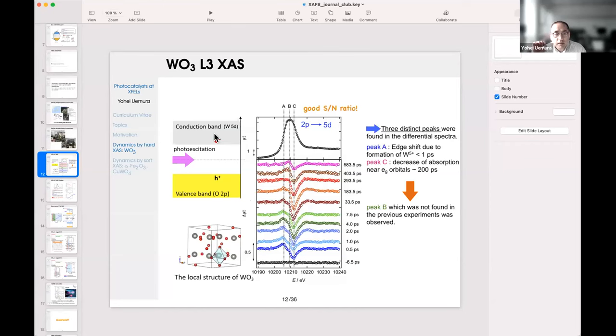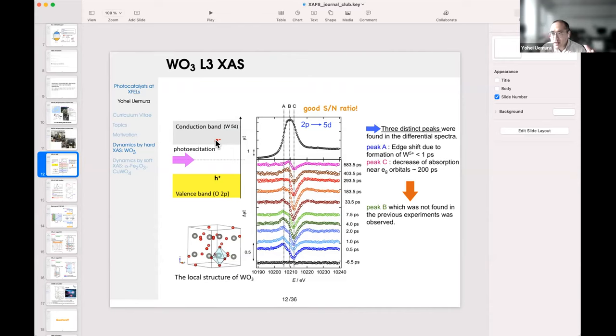We assume that after the photo excitation, I will try to show you this slide. After the photo excitation, one electron occupies the conduction band. That comes from the anti-bonding state between the tungsten and the oxygen bond. If it is the anti-bonding state, that means the bond will loosen, and there is some repulsion force, then they move to the other direction.